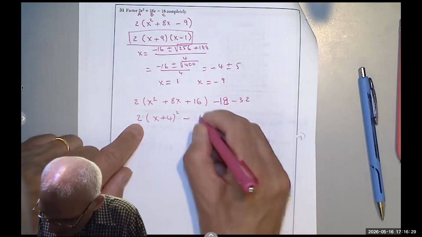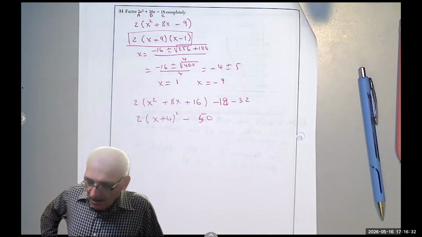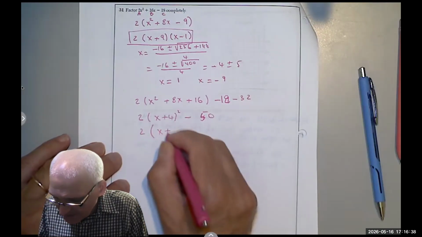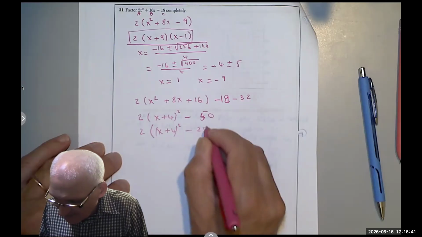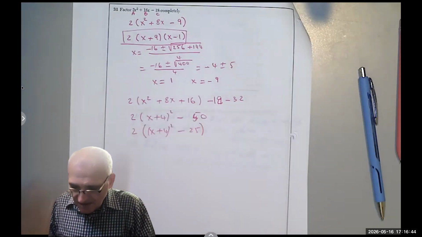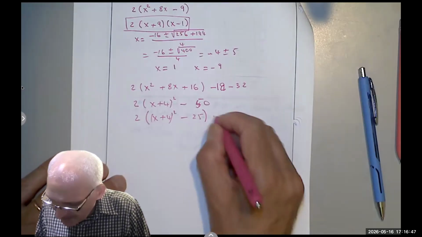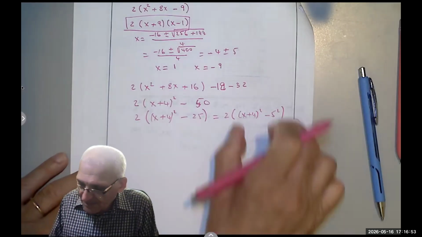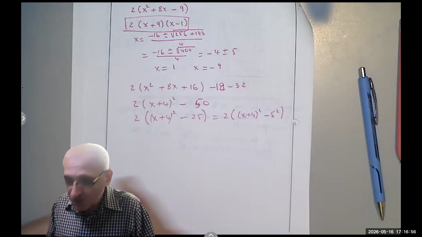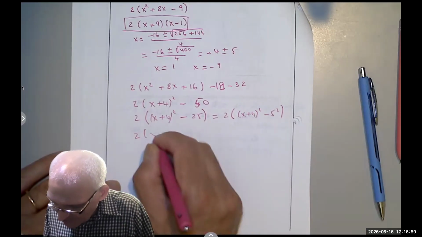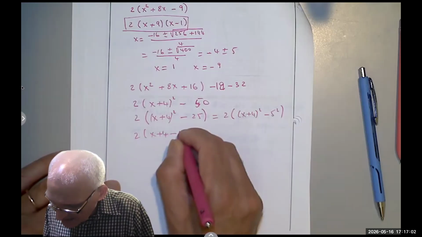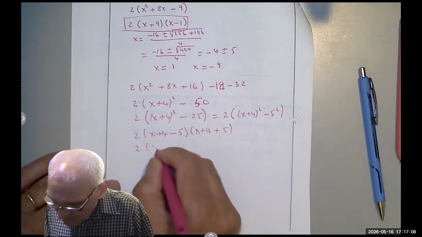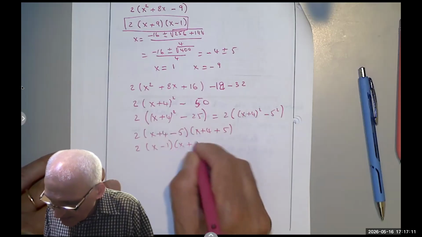No, 50. Why did I say 40? Okay. The 50, again, there is a 2 here. So if I take a 2 out, this becomes x plus 4 squared minus 25. If I include it in the parentheses, that can be written as x plus 4 squared minus 5 squared. So what's between the parentheses is a difference of 2 squares. So it's the first minus the second times the first plus the second. And you get 2 times x minus 1 times x plus 9 as before.